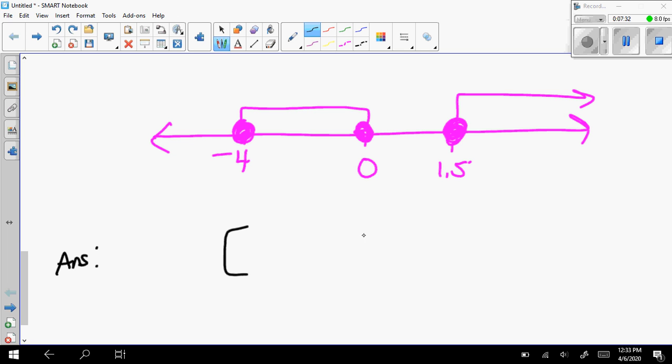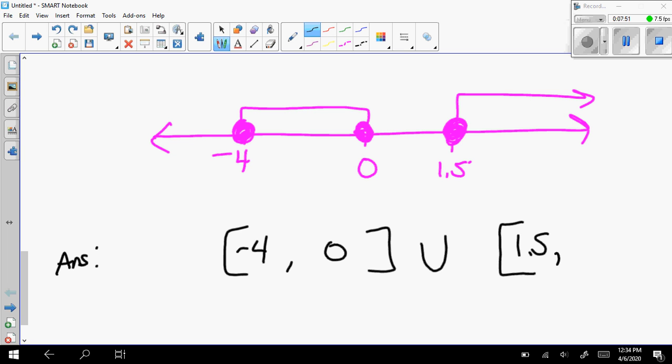So we have brackets, not parentheses, because we are including these values. So this notation means any number between negative 4 and 0, including negative 4 and 0. Union, we have another answer coming up over here. Bracket again because of the closed circle, 1.5 comma, and then it goes all the way to infinity. And you always do a parenthesis to infinity because it's an idea that we can never capture. So here's one answer.